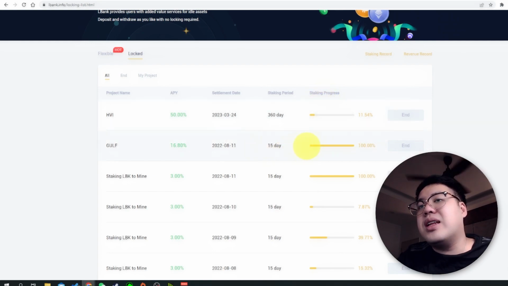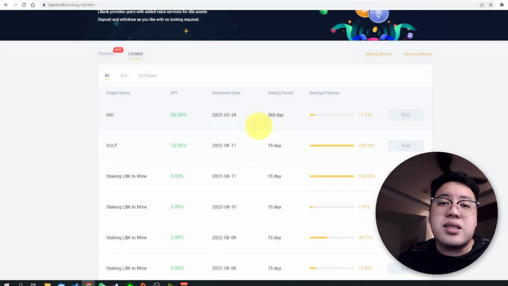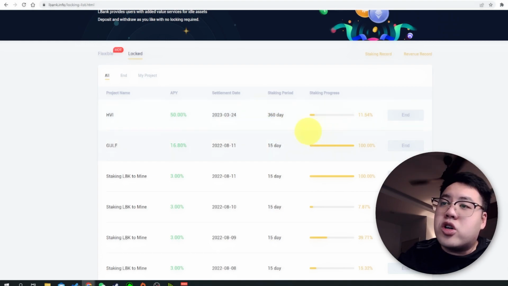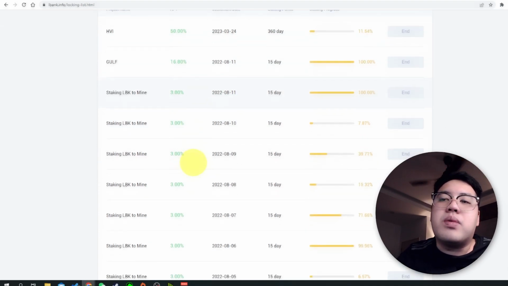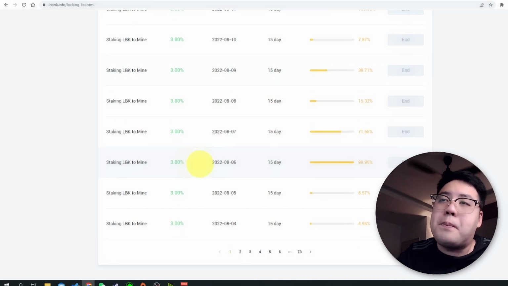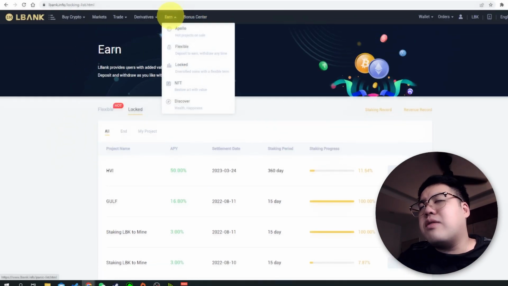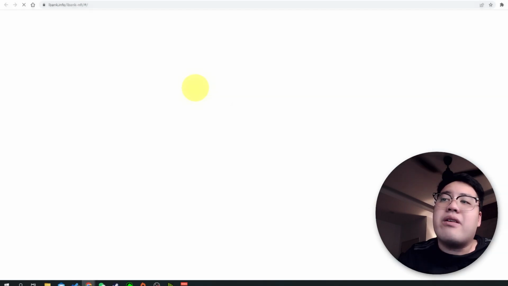If you are at locked, it has a staking period whereby you cannot withdraw anytime. If you choose 15 days, then it will be 15 days. If you choose 360 days, then it will be 360 days. No matter how you click, you won't be able to withdraw. But the good thing is your APY will be much higher compared to flexible. So if you're not into trading and you want to be staking all the time, go ahead.